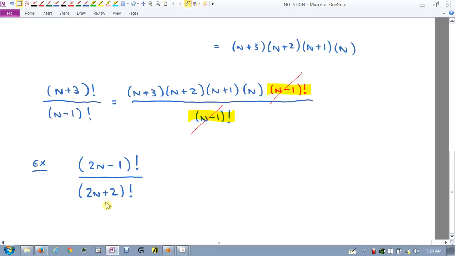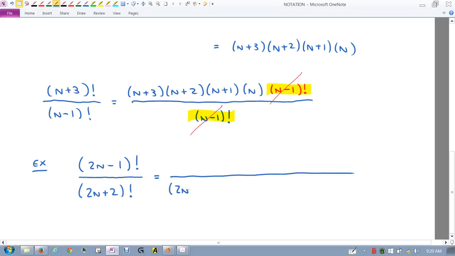Which of these is going to be bigger, numerator or denominator? Denominator is going to be bigger, right? Because 2n plus 2 is bigger than 2n minus 1. So this time what I'm going to do is start rewriting the denominator and keep breaking it down and reducing it until I get it to look like the numerator. So help me out. Tell me what my first factor would be. What's the first thing I write?